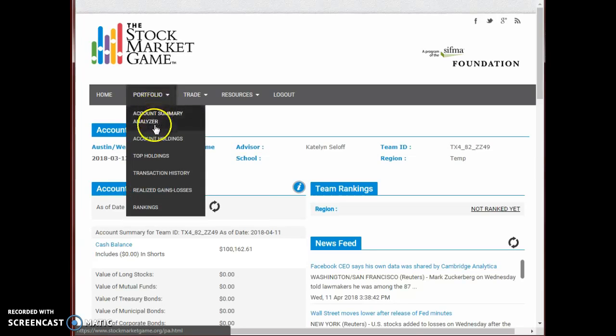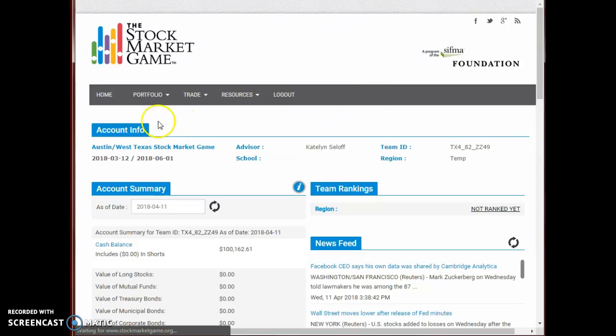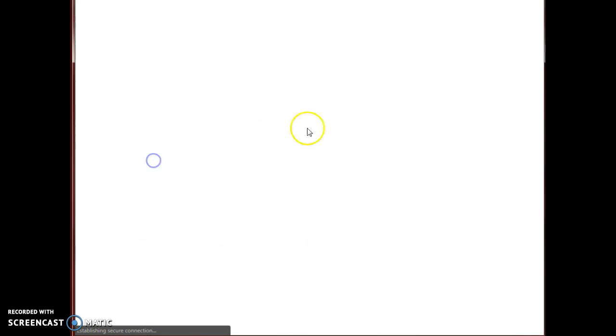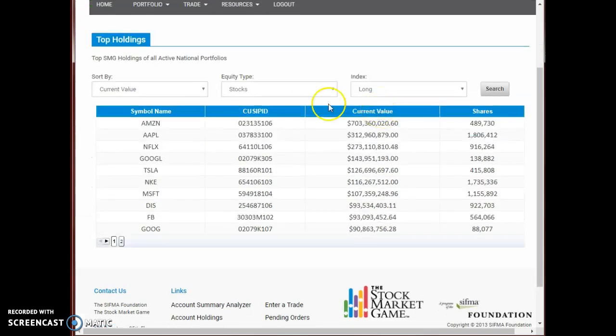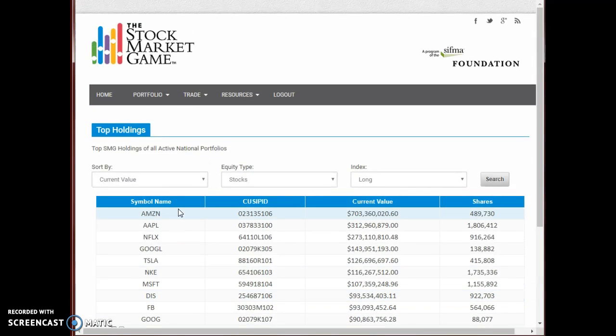Also under Portfolio, you can look at your account holdings, which shows you your current distribution of money, how much is in cash, stocks, bonds, etc. The top holdings for all of the stock market game, if it will load, sorry, which if we take a look, the top ones are kind of what we would expect them to be. So we have Amazon, Apple, Netflix, Google, I think that one's Tesla, Facebook down here, and another Google. So you can see just what's popular on this game.